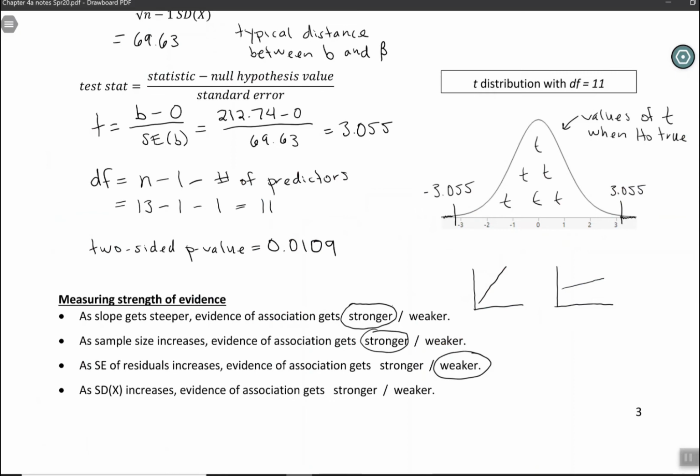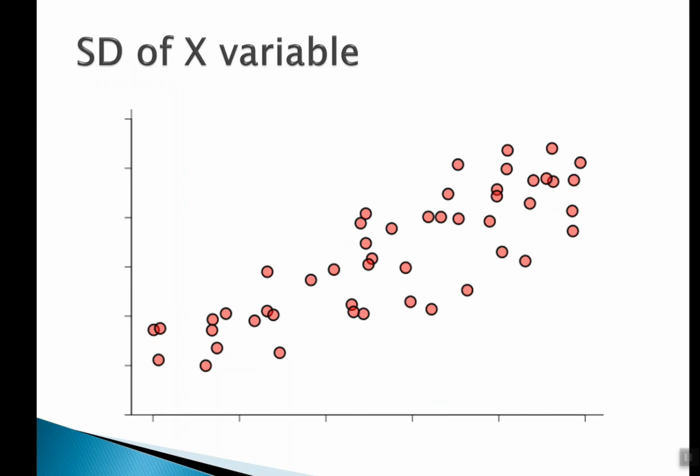Okay, and then the last one: what happens as the standard deviation of x increases? The bigger your spread in your x's, generally the stronger the evidence of the association. I actually like to think about this the opposite way. What happens as you make the standard deviation of x smaller? Let's look at a picture again.